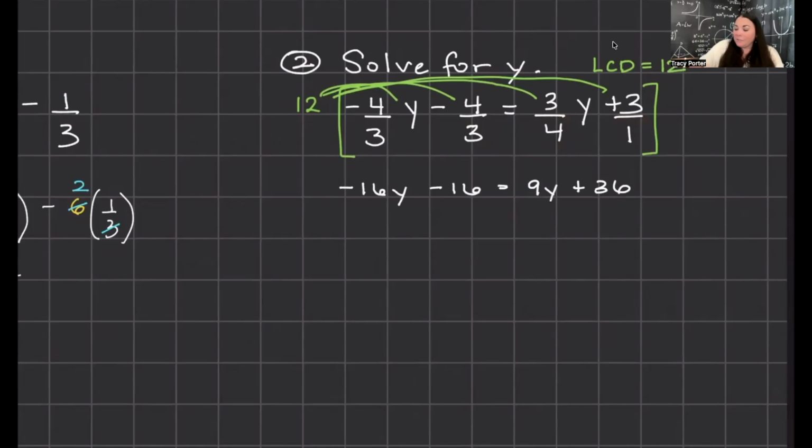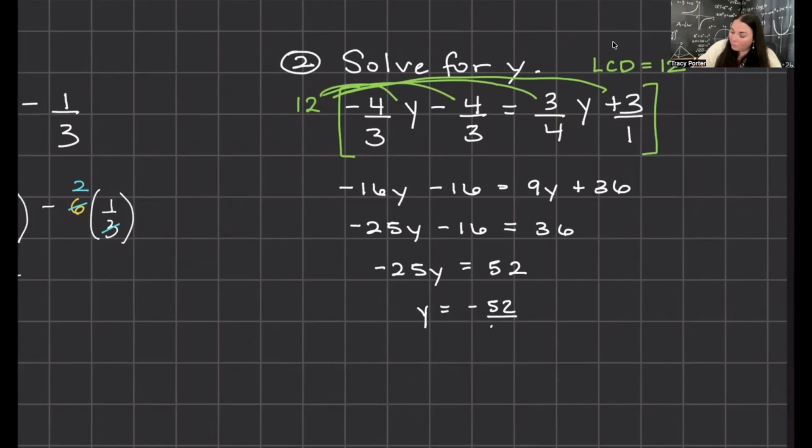And so we'll just go ahead and subtract 9y from both sides. That's going to give us minus 25y minus 16 equals 36. Add 16 to both sides, and we'll get positive 52 on the other side. Divide by negative 25. That's going to be negative 52 over 25, and that does not simplify, so we'll say that is our final answer.